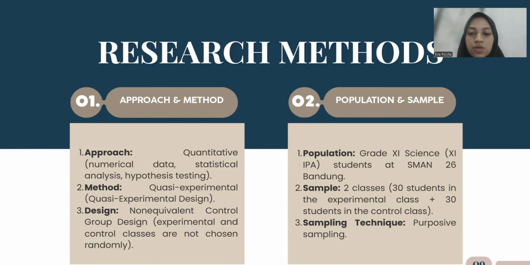The population is grade 11 science students at SMA N26 Bandung. The sample consists of two classes with 30 students in the experimental class and 30 students in the control class, making a total of 60 students. For the sampling, I use purposive sampling because of certain criteria, such as both classes having relatively good academic capabilities and having never used an assembled microscope before.